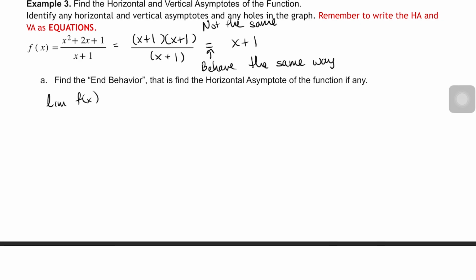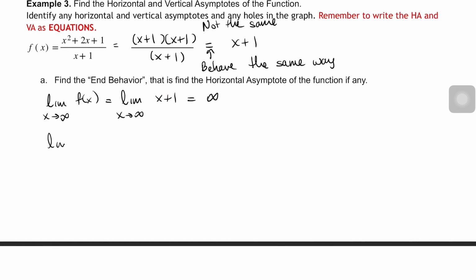So when we look at the horizontal asymptote as x goes to infinity, we can say that the limit of f(x) is going to be the same as the limit of x plus 1. They have the same behavior, so we can just use this instead of this. I'll show you the picture at the end of this video. If we replace x with infinity, then you have infinity plus 1, which gives us infinity.